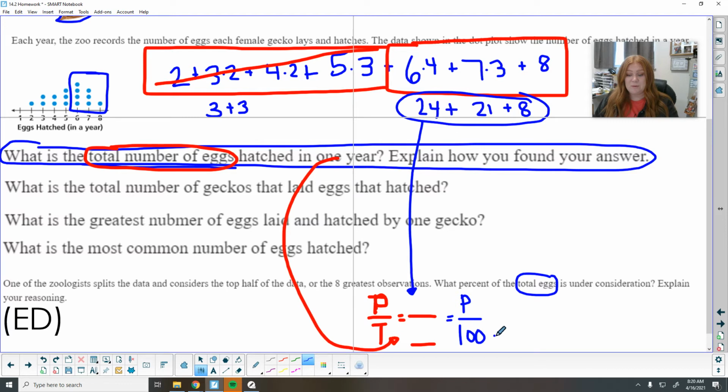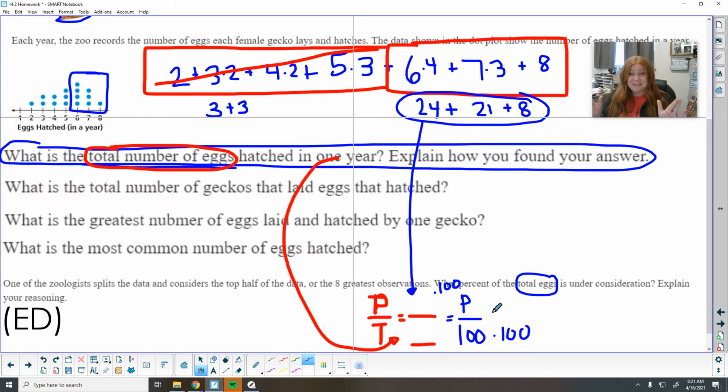So we're going to multiply by 100 on both sides. So we're going to take these top eggs, times them by 100, and then divide by the total number of eggs, so our answer from the beginning, and that will give us the percent of the eggs that are in the top half.